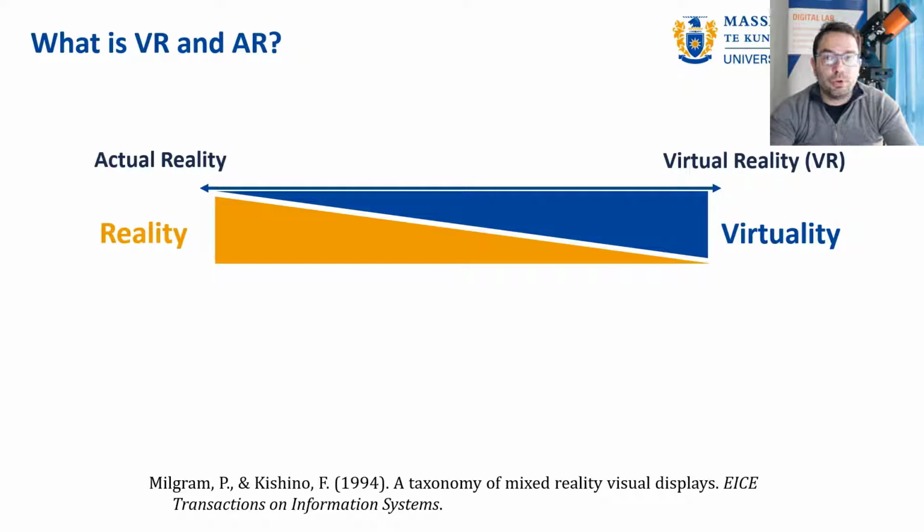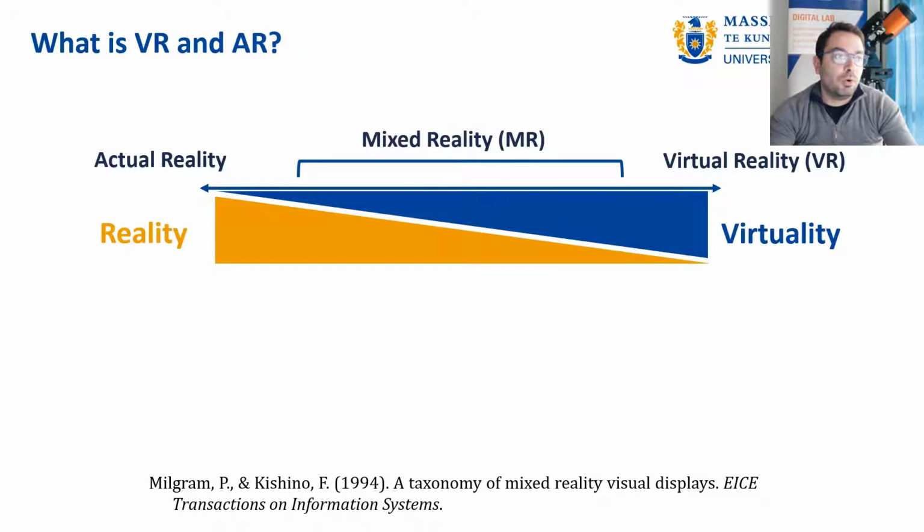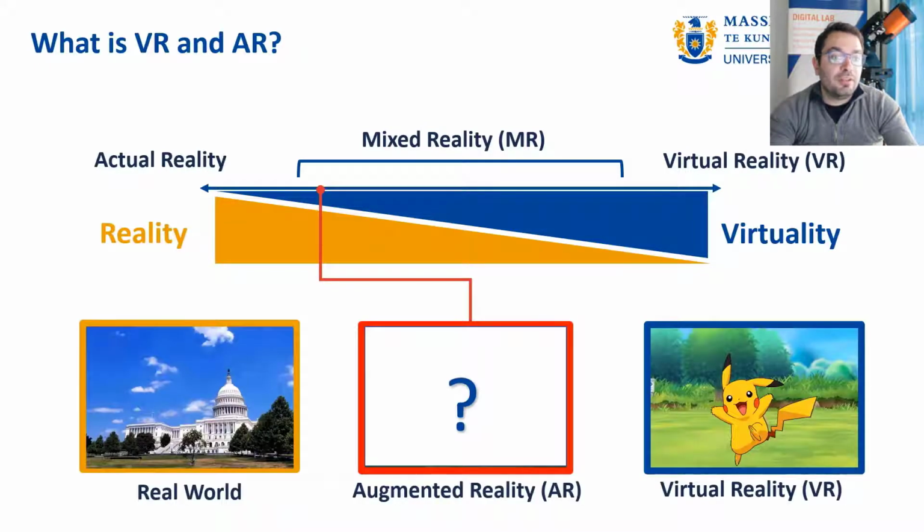To provide some definitions, I've been using the taxonomy proposed almost 30 years ago. You can see that we have a continuum here in which on one extreme we have reality and on the other extreme we have virtuality. All the technologies that go between reality and virtuality are classified as mixed reality. So we can see that virtual reality is one of the extremes of this spectrum. Augmented reality, instead, locates pretty much in the middle, but you can see that it's slightly closer to reality.